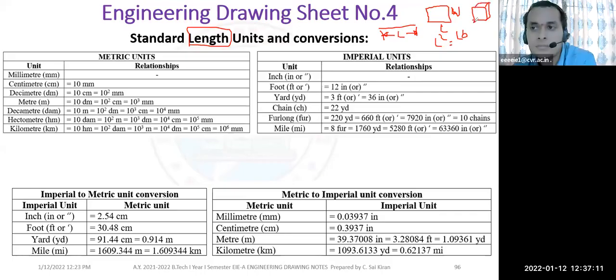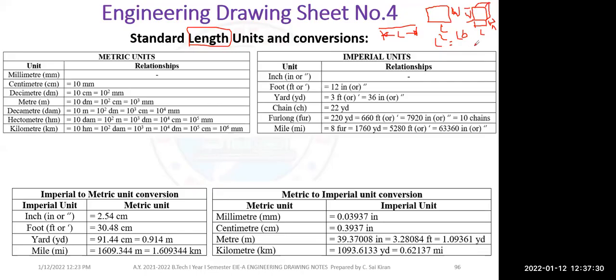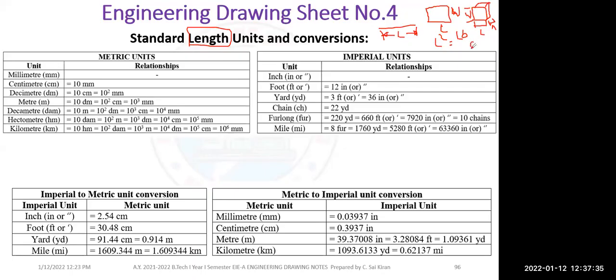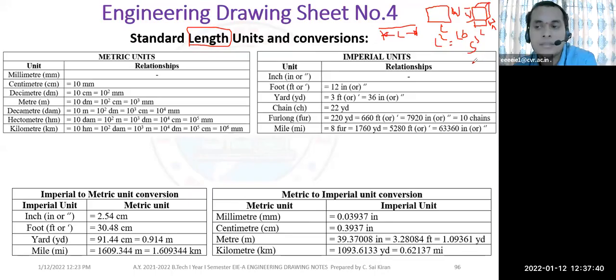So this will be your length. This is your width. L, W, and H. This is your L, this is your W, and whatever this distance may be, we call it H. L, W, H. So if I want to calculate the volume of a cube, it is S cube. If it is any other dimension, then length into width into height gives the volume.